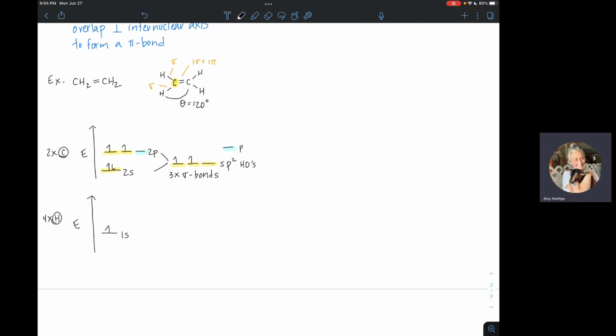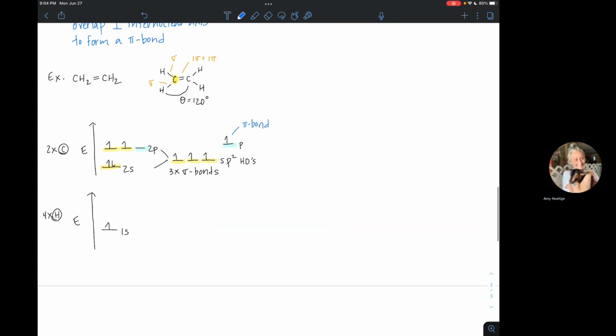So I'm going to put 1, 2, 3, 4 electrons in. Here, I'm going to say this is going to be used, the pi bond, right? And these are going to be used for the sigma bonds, these sp2 hybrid orbitals. That's going to be used to make our 3 sigma bonds.